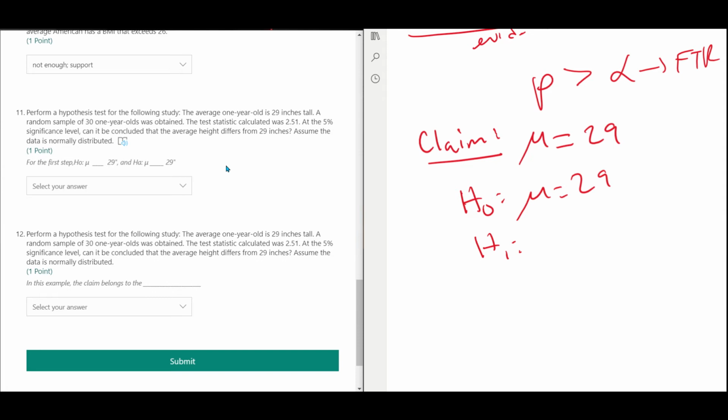And then it says, it doesn't give you any information on what the researcher thinks, so we're just going to say it's not equal to. Okay, so therefore, equal or does not equal to.